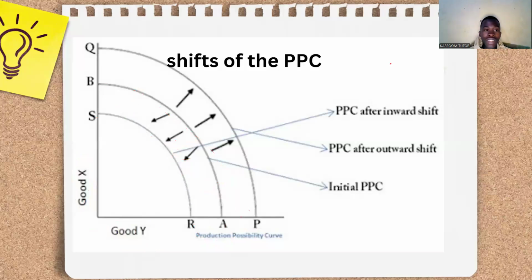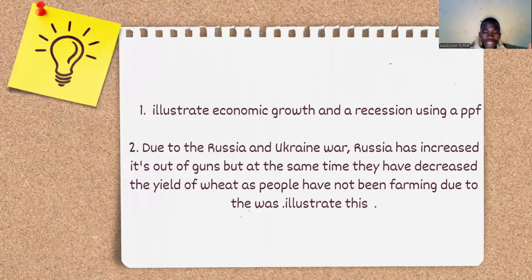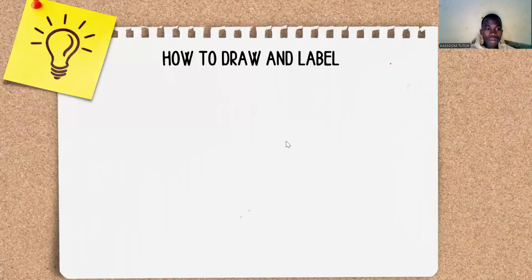Sometimes you have one-sided shifts, but that'll be in the questions. Let's go to the questions. All right, now the exam questions. The first question is saying, illustrate economic growth and a recession using a PPF. So another name of a PPC is a PPF, so do not get confused if you have both names. So let's go on a blank space and illustrate economic growth and a recession using the PPF or the PPC.